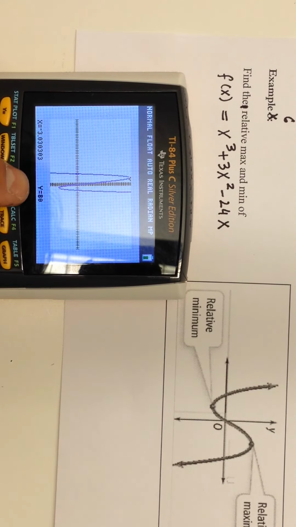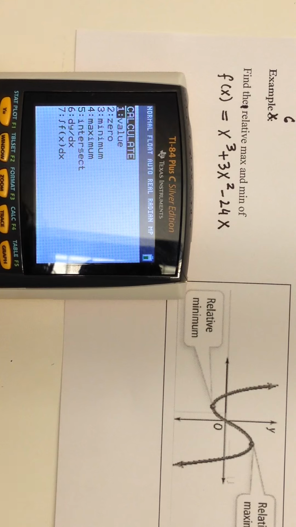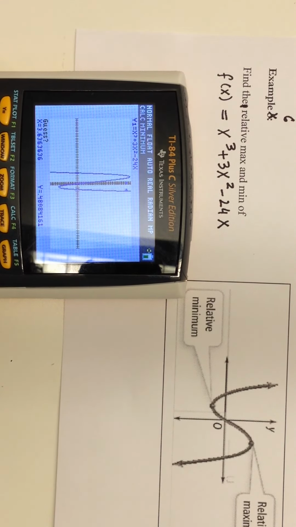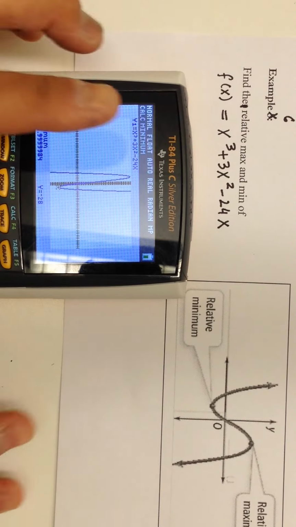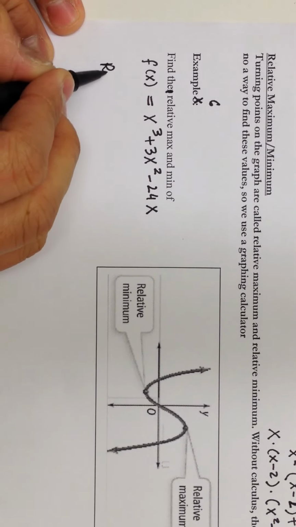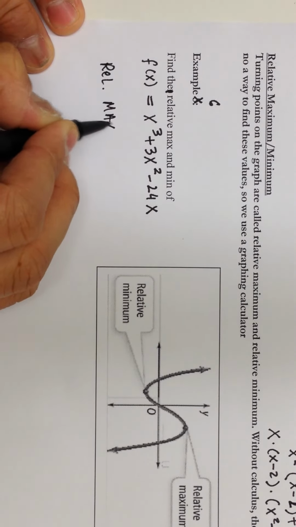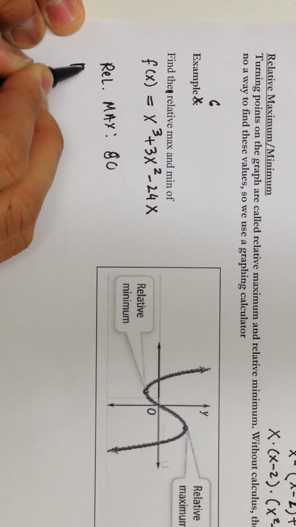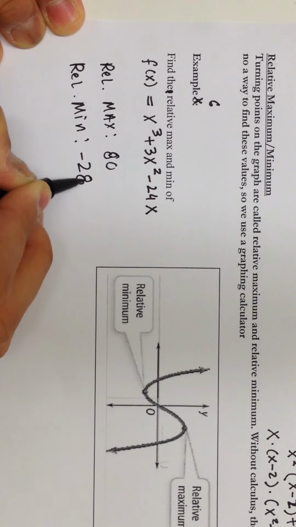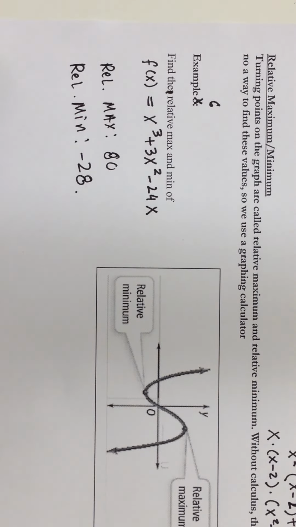And then let's go ahead and find the min. So second, calculate, and we can calculate the minimum, which is 3. All right. The left bound, right bound, hit enter again. And it tells us that the relative min is negative 28. All right, so go ahead and write relative max 80, relative min negative 28. Awesome. I will see you guys next time.